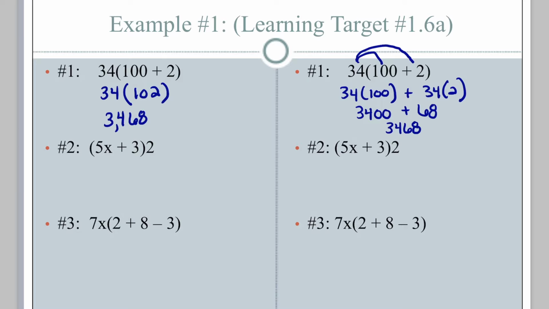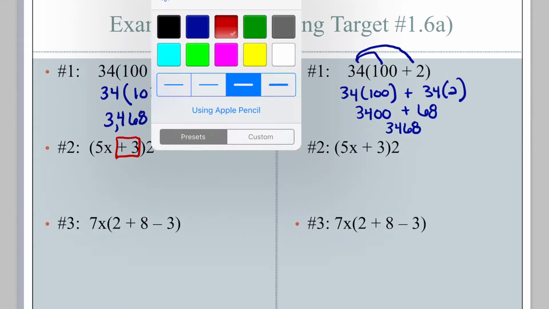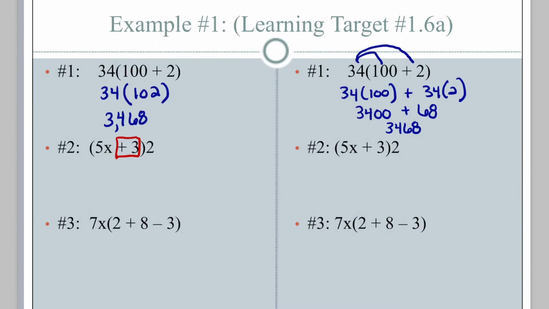So let's work this next example together. And in this case, what we have is a constant of 3 and a variable with a coefficient of 5x. These are not like terms, okay? So 5x and positive 3 are not like terms.